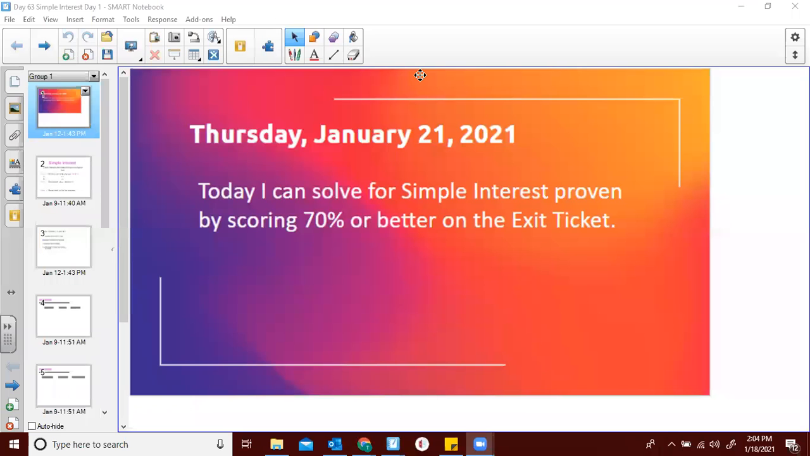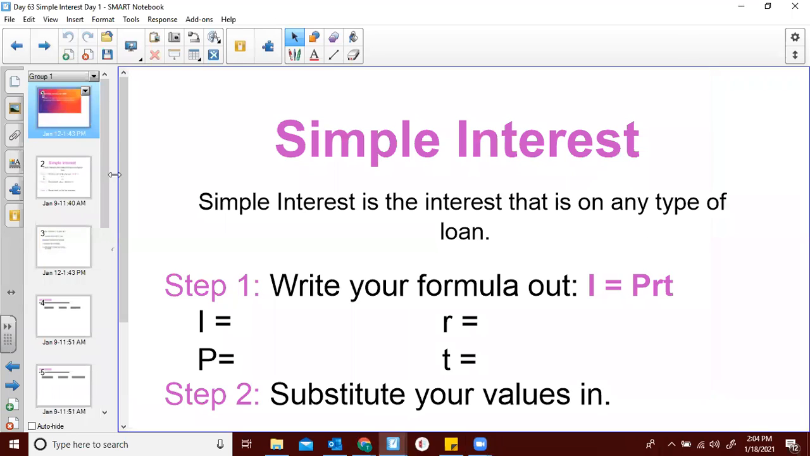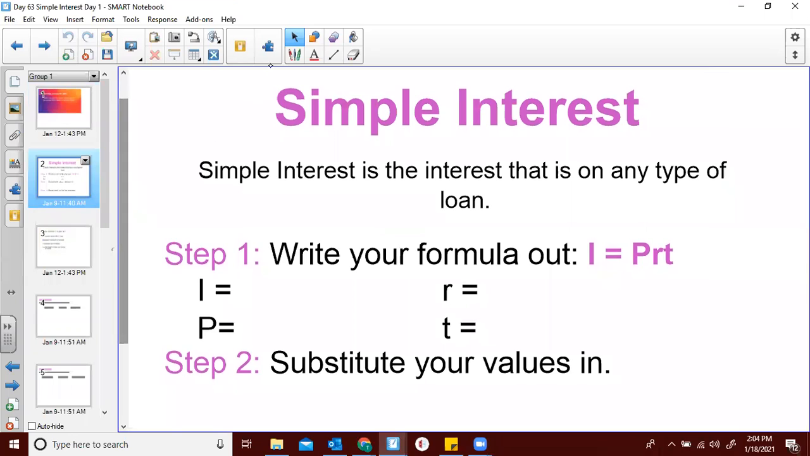All right, today we're going to talk about simple interest. I'll show you how to do this by hand, and then I'm also going to show you how to do this with Desmos, which is pretty much just doing it by hand with a calculator.